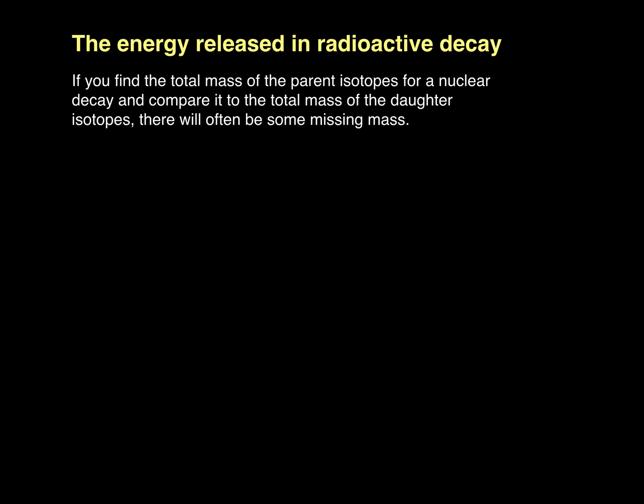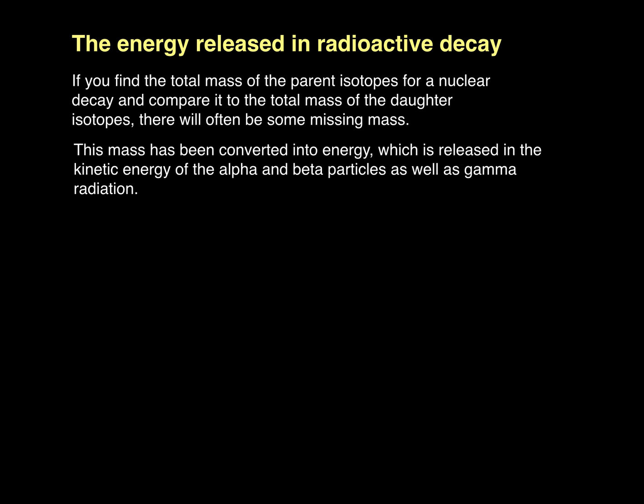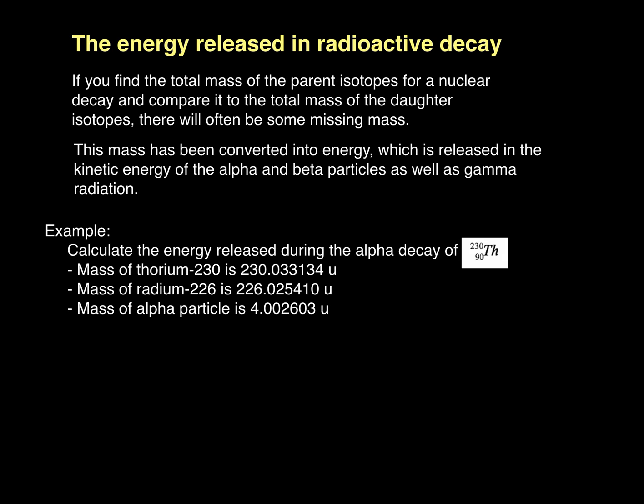You can calculate the energy released in radioactive decay. If you find the total mass of the parent isotopes for a nuclear decay and compare it to the total mass of the daughter isotopes, there will often be some missing mass. This mass has been converted into energy, which is released in the kinetic energy of the alpha and beta particles as well as gamma radiation.